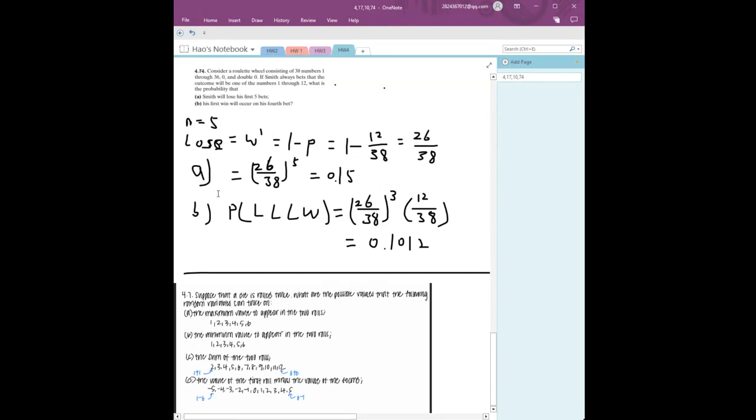Then B, his first win will occur on his 4th bet, so the first 3 will be losses and the 4th one will be a win, so it's 26 over 38 to the power of 3, times 12 over 38. It's 0.1012. So this is question 74.